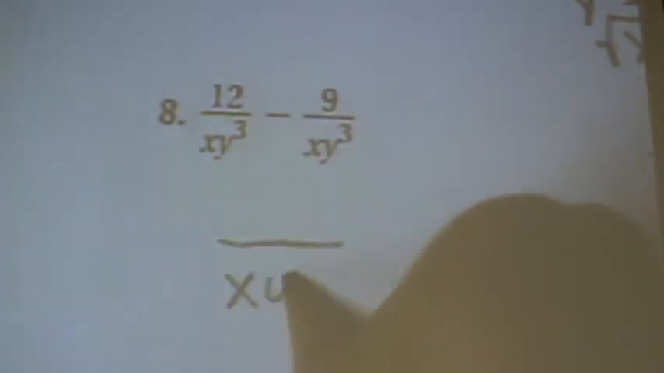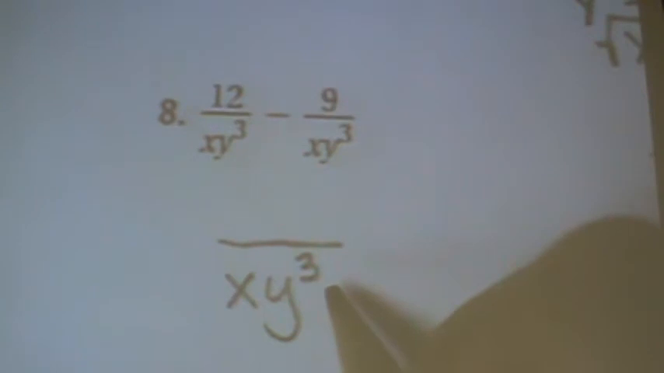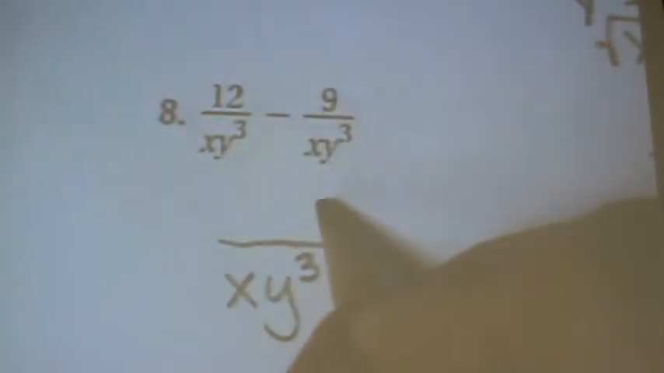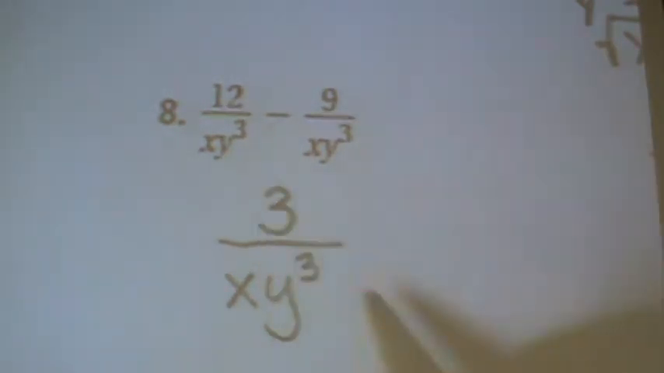Number 8. Are these denominators the same? Yeah. How about the numerator? What is 12 minus 9? 3. Can I cancel anything? Is there anything that I can reduce? No. So what are my two restrictions? X cannot be 0 and y can't be 0. That's it.